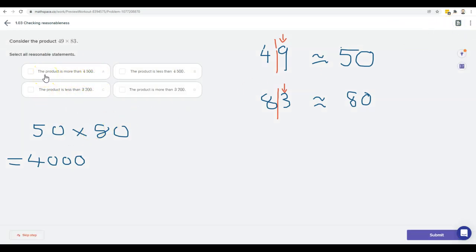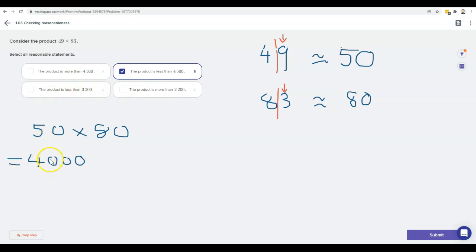So is it reasonable that the product is more than 4,500? Well, no. We've got an answer here of 4,000, and technically we've rounded these numbers pretty closely, so I do not believe that it's reasonable to say it's going to be more than 4,500. Is the product less than 4,500? Well, again, based on what I've got here, I believe that is a reasonable statement. So the first one was not reasonable, so we don't tick it, and I believe the second one here is reasonable.